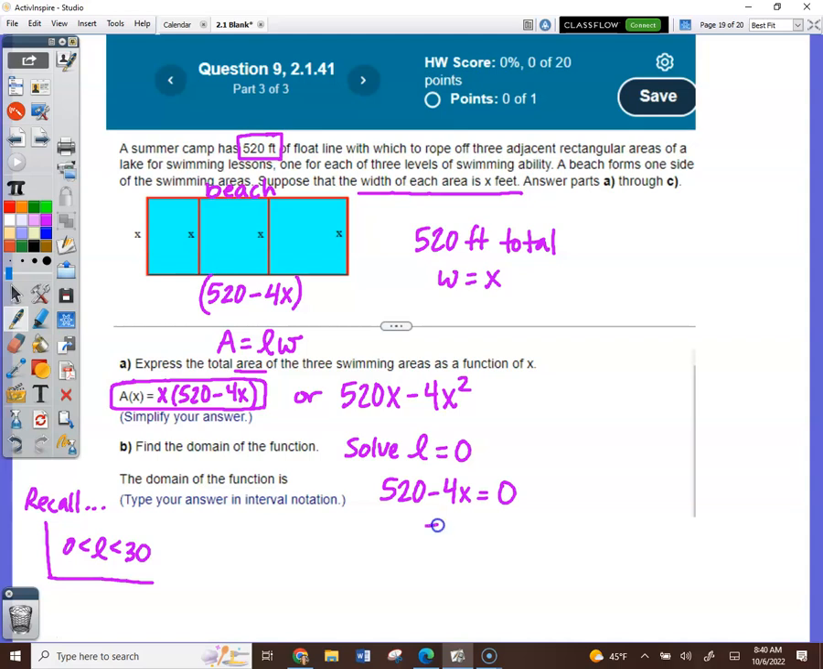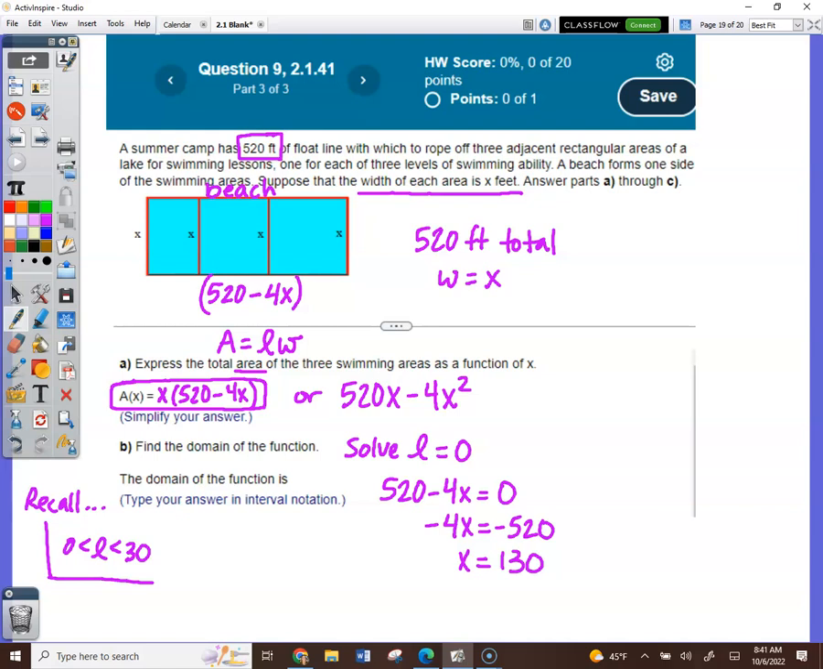So subtract 520, then divide by -4, because they're both negative, and tell me what you get. 520 divided by 4. 15, or, 130.